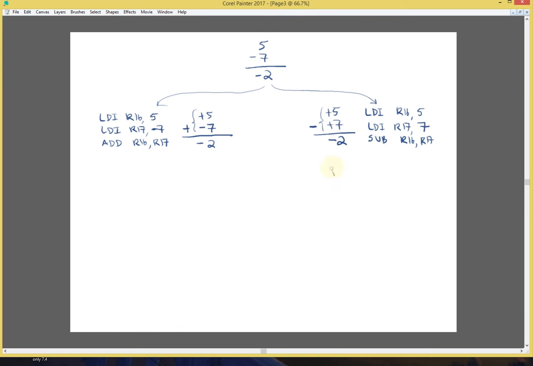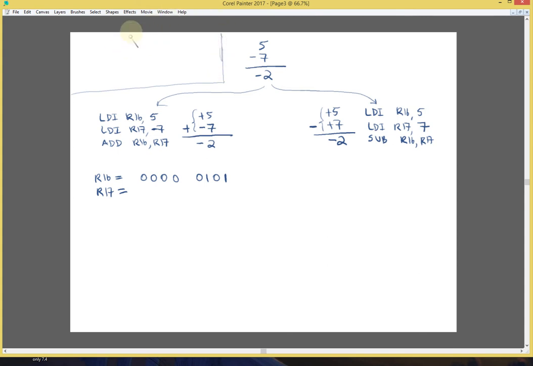So let's illustrate. Again, we assume 8-bit arithmetic. Suppose we have in R16 this value: 5 in binary is 0 0 0 0 0 1 0 1. And in R17 we loaded minus 7, but we need to find minus 7 in 2's complement form. So let's do it in this corner over here. I'm going to show you the shortcut.